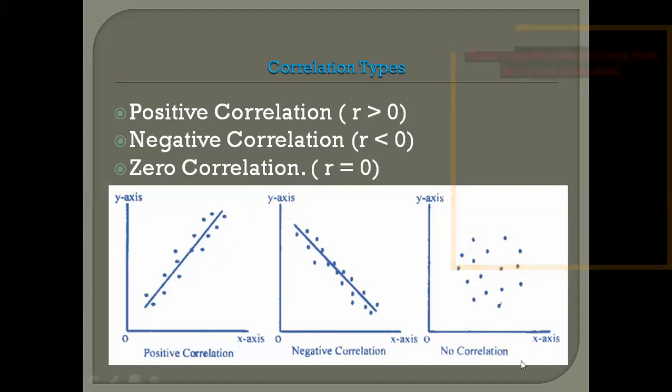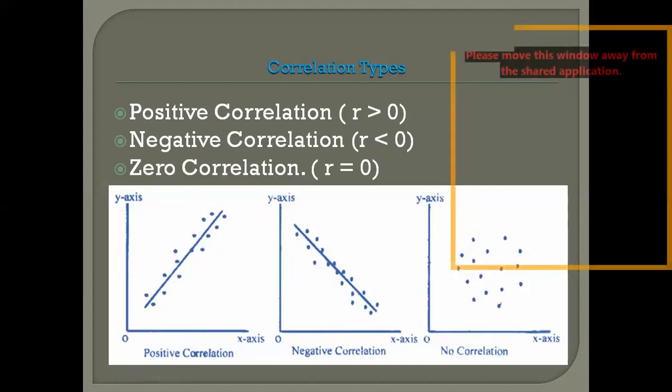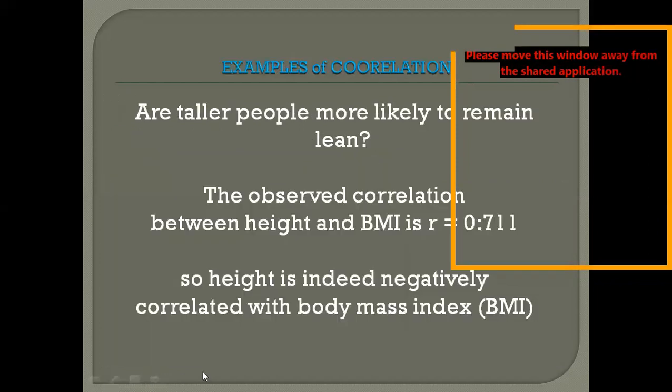So correlation may be positive, increase in one, increase in another, and correlation may be negative, increase in one, decrease in another, or decrease in one, increase in another. And we may have no correlation among them. So let's take examples of some correlation before we do it in Microsoft Excel, but let's get more about it.